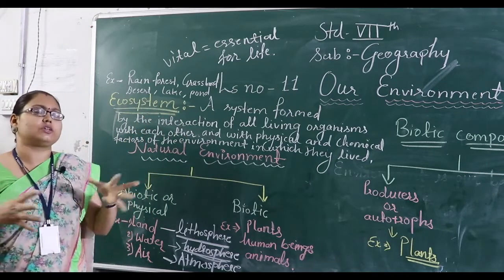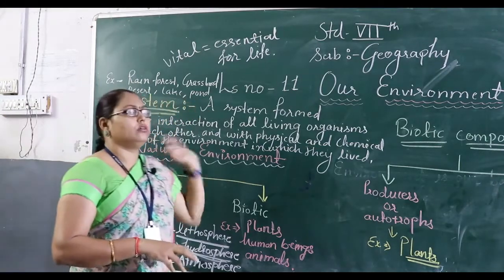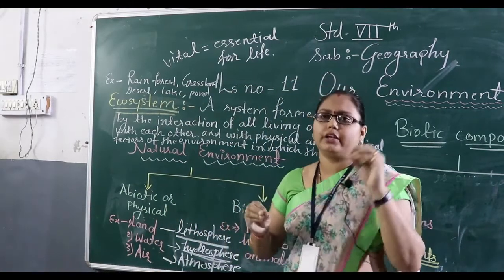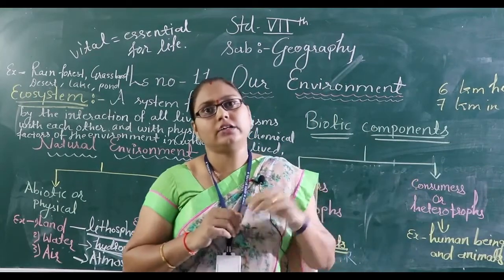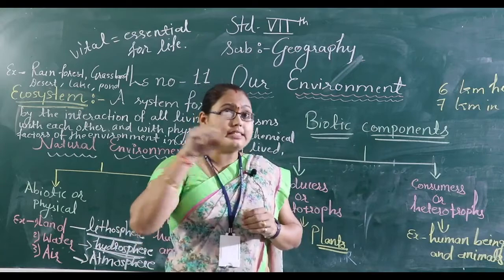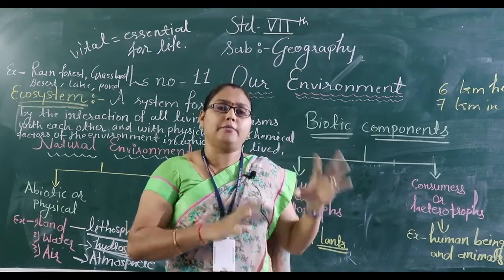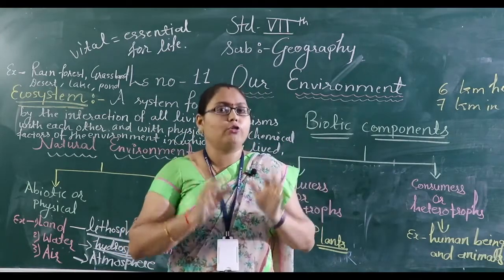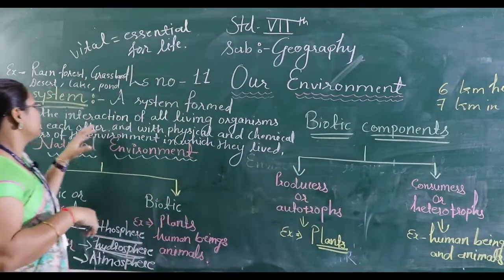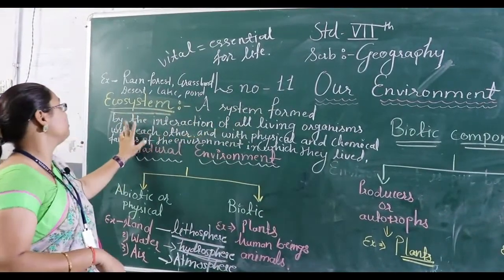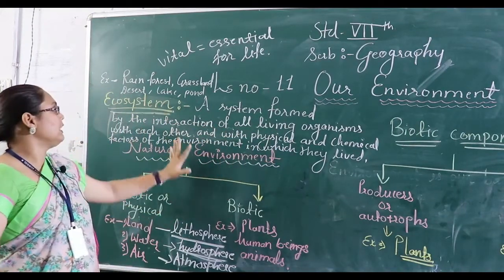Examples of ecosystems are rainforest, grassland, desert, lake and pond. I will tell you one easy example. In the desert area only camels are found. Why are elephants not found? Because the desert environment is very suitable for camels. That's why in the desert only camels are found, not elephants or other animals. This is the environment, and this is the system formed by the interaction and relation of all living organisms. That is the ecosystem.